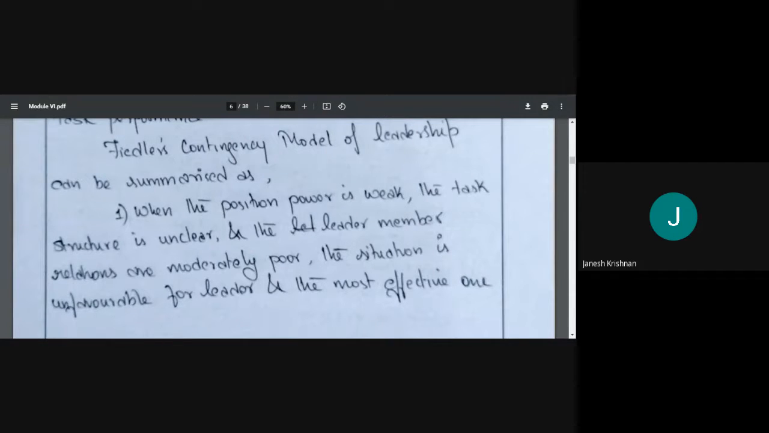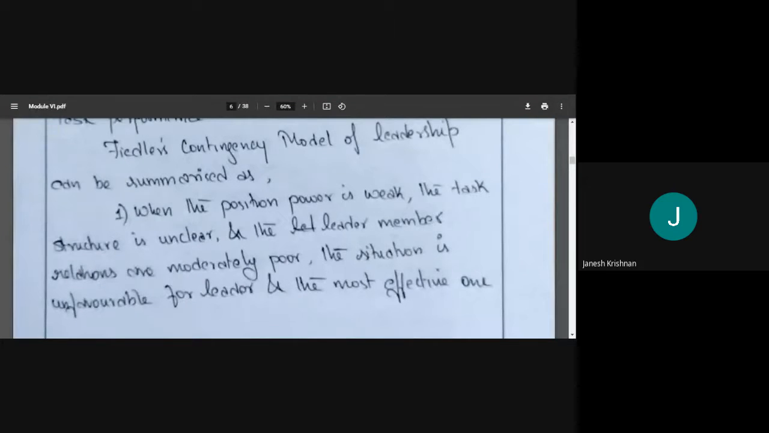Then there are three dimensions for leadership. The first one is position power, the power derived from the position. If a person has more power, that means he will find it easier to garner followers than a person who does not have power. It doesn't mean the person without power will not get followers, but it is easier for a person with power. That's the difference.